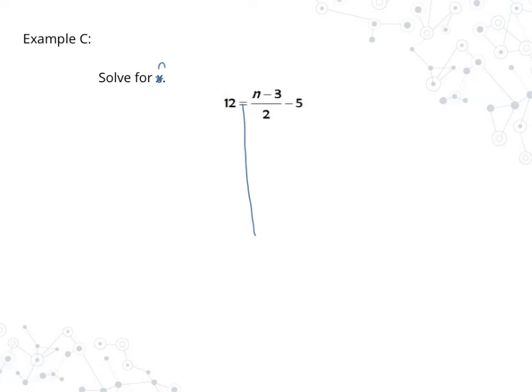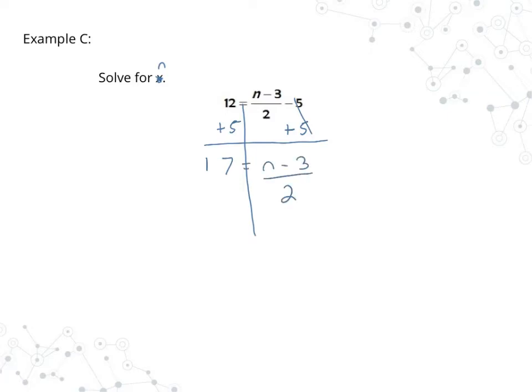So I'm going to add 5 to both sides because the opposite of subtraction is addition. That's going to cancel. 12 plus 5 is 17. I'm going to bring down my n minus 3 divided by 2.